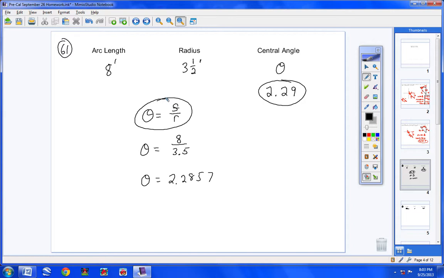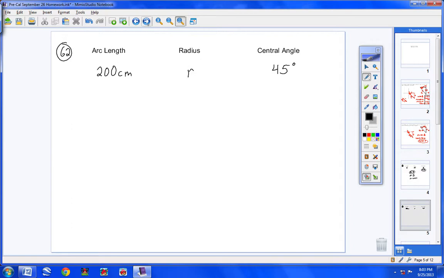All right, let's continue on and take a look now at number 62. Here we're looking for the radius. So we're going to use our formula, theta equals S over R. Now notice your angle here is given to you in degrees. And remember, you can never use this formula unless your central angle is in radians. So very quickly, we're going to change this by multiplying 45 by pi over 180.